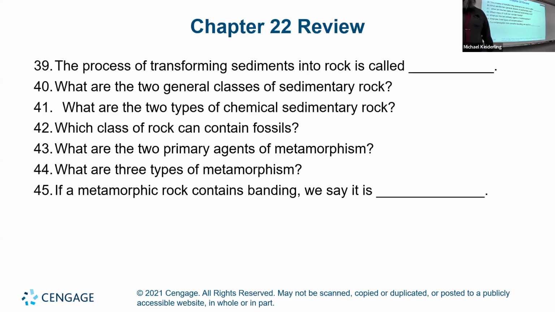The two primary agents of metamorphism are heat and pressure. The three types of metamorphism are contact, shear, and regional. If a metamorphic rock contains banding, we say it is foliated.